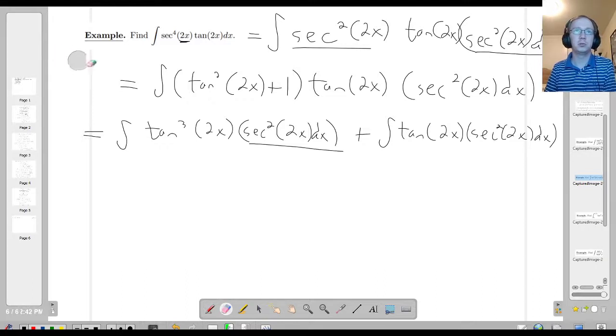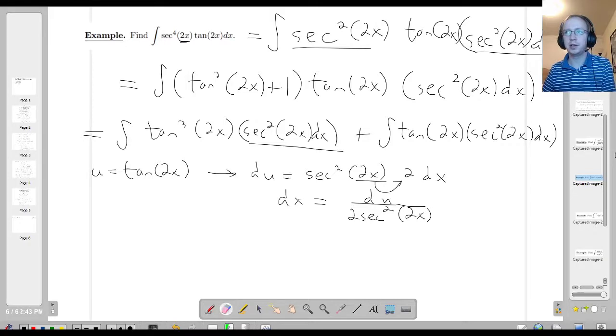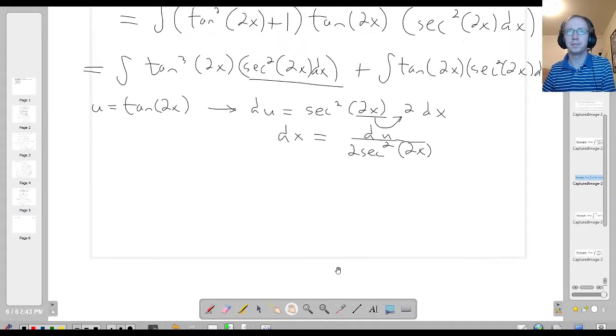So let's work from there actually. If u is equal to the tangent of 2x, that means du is going to be secant squared 2x, but with the chain rule, I also need to multiply by 2. So du equals secant squared 2x times 2 dx. Let's actually solve that for dx. dx equals du over 2 secant squared 2x. So let's plug that in and see what that does to our integrals here.